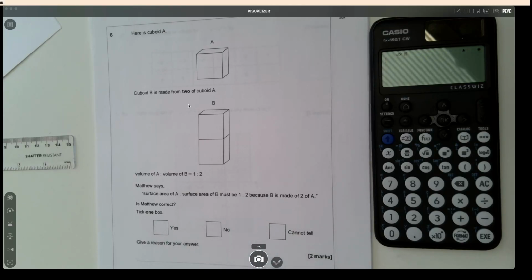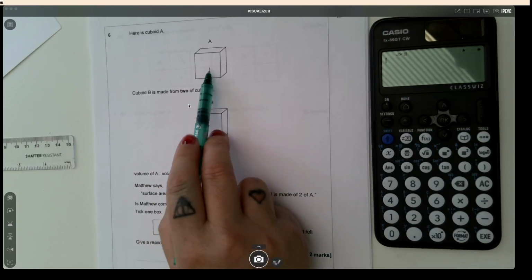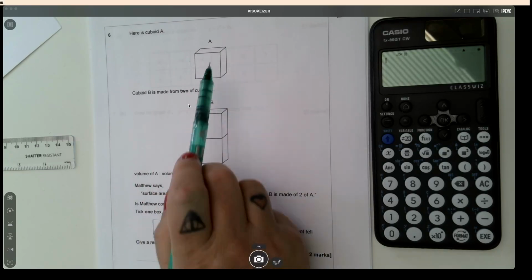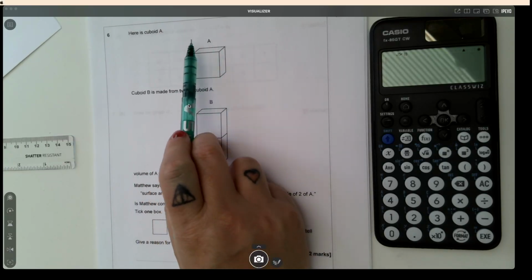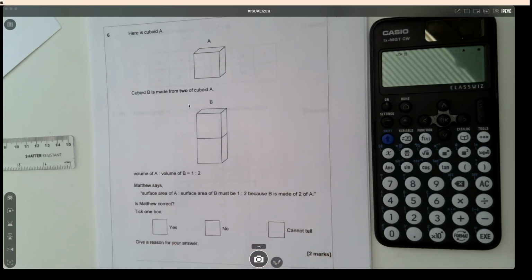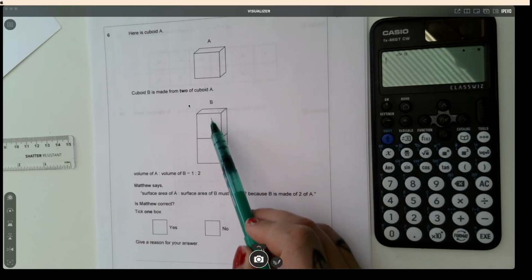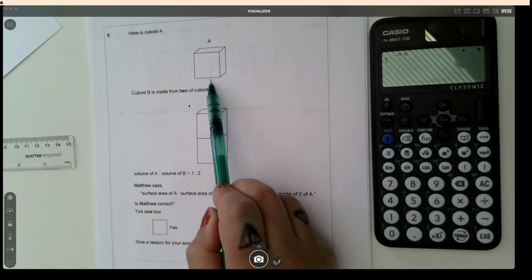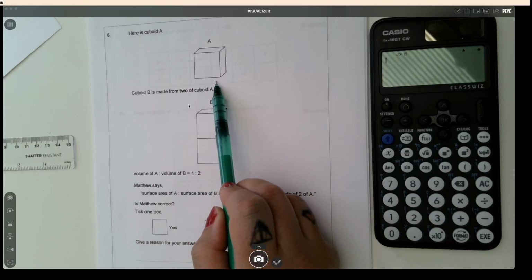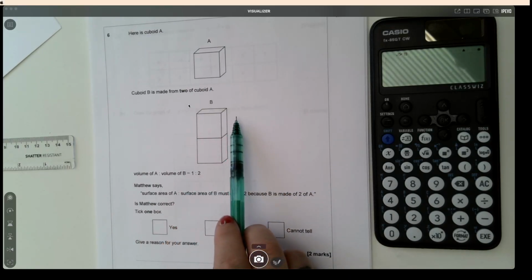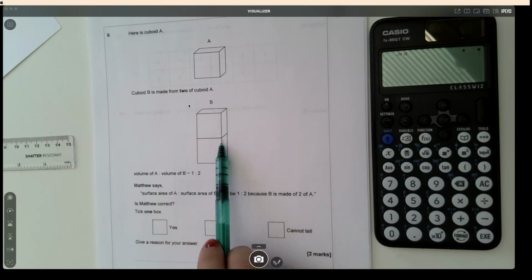Is Matthew correct? So when we're dealing with the surface area, we're dealing with all of the faces on the outside of this 3D shape. So in cuboid A, we would add together all 6 faces for the total surface area. However, in cuboid B, by putting 2 of cuboid A together, we've actually covered 2 of the faces. 2 of the faces won't be counted in the surface area anymore. So only 5 faces of each of these cuboids will be counted.